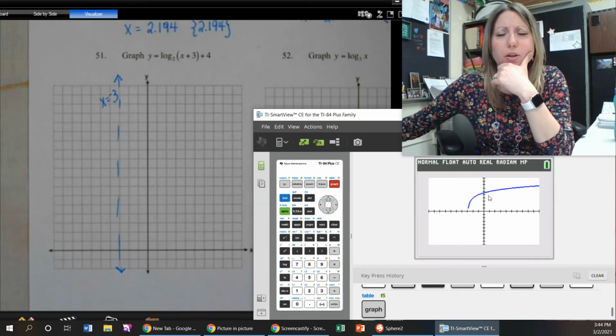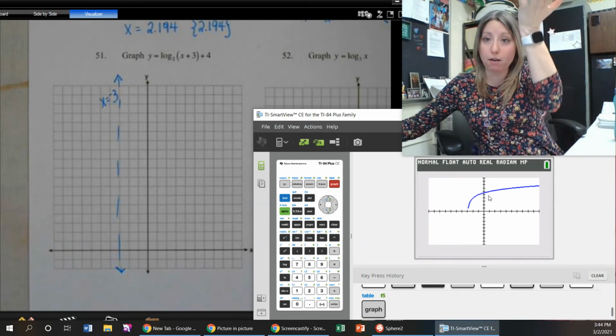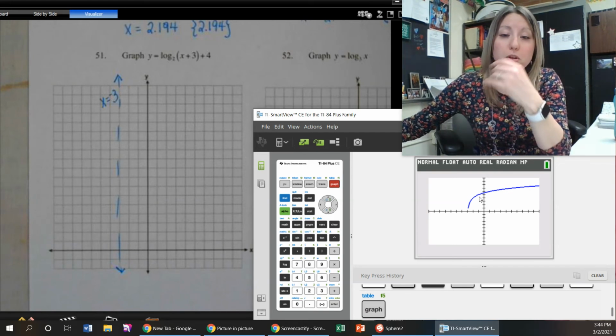I said the y-intercept, but I didn't mean that. I'm so sorry. It moved the whole graph up for not necessarily giving me that y-intercept.